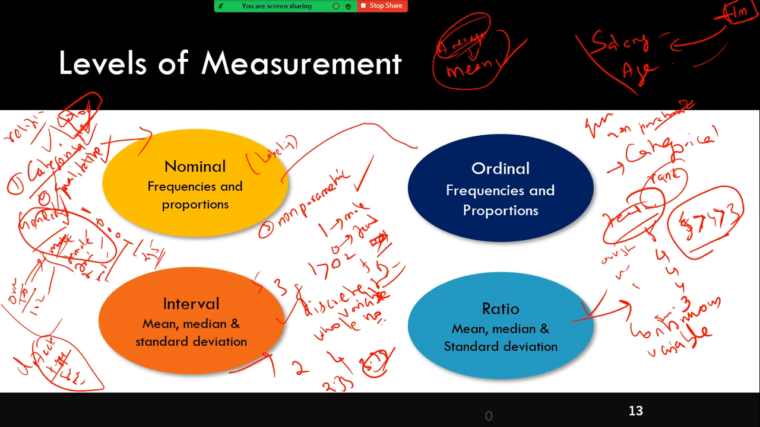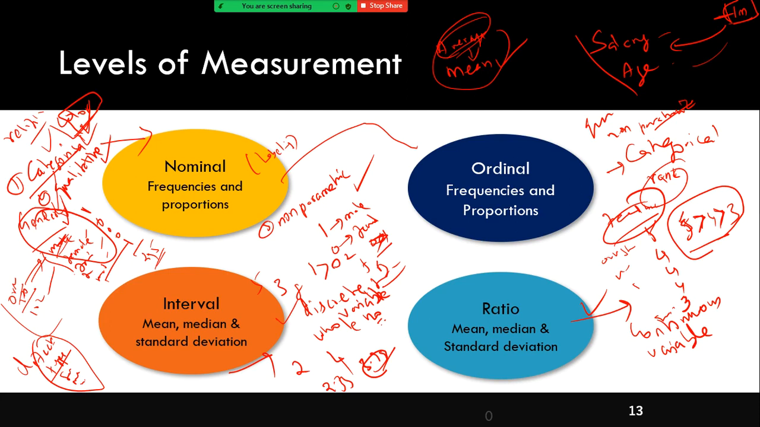These are examples of the interval type. Interval is something like a discrete variable, a whole number. So you can apply mean, median and standard deviation on these types of variables. You can perform arithmetic operations such as mean, median, standard deviation on the interval type of variable.